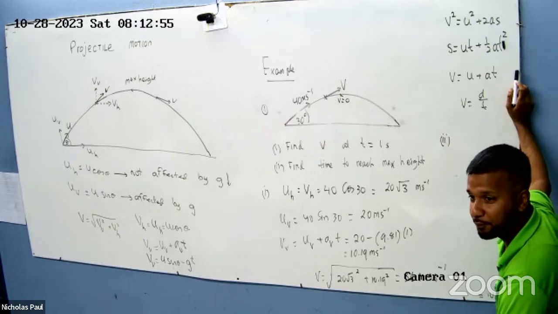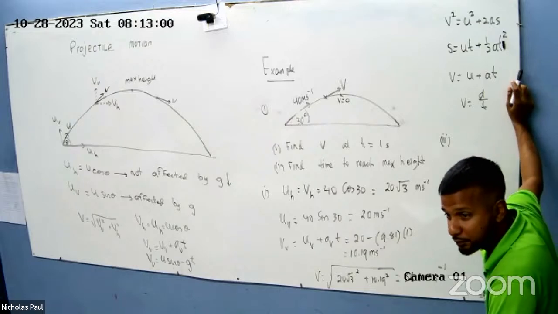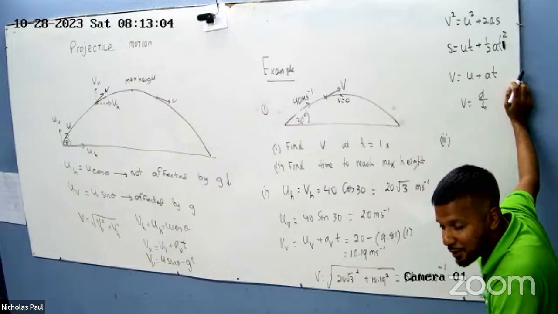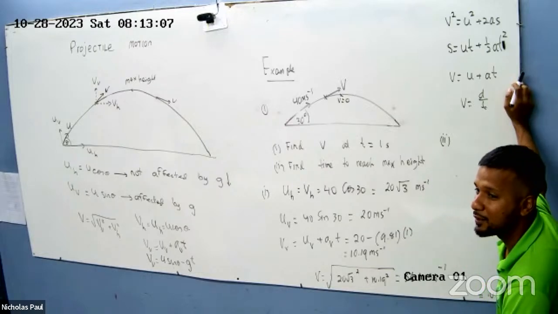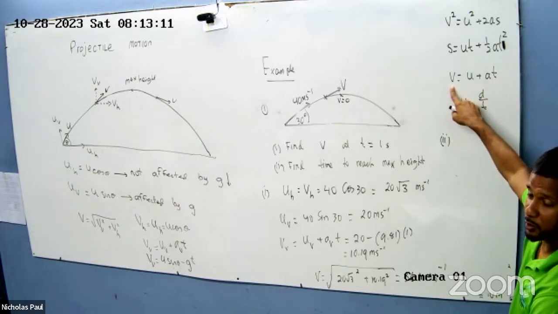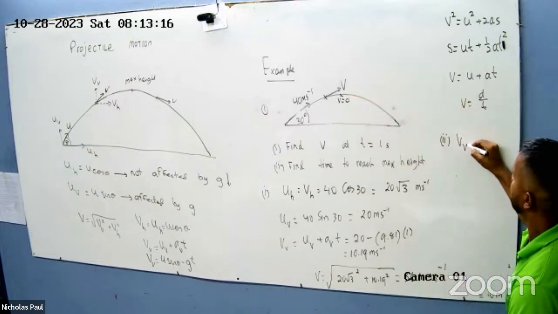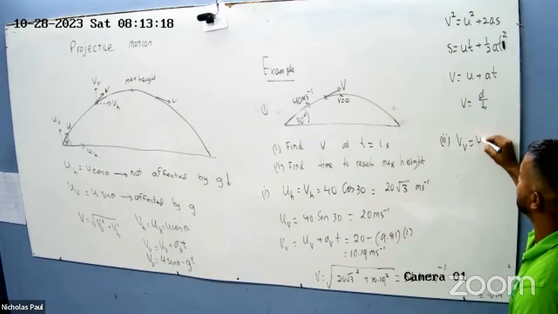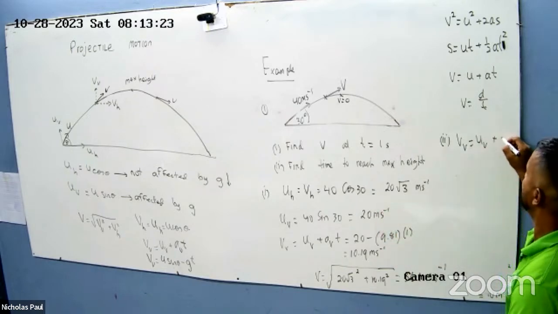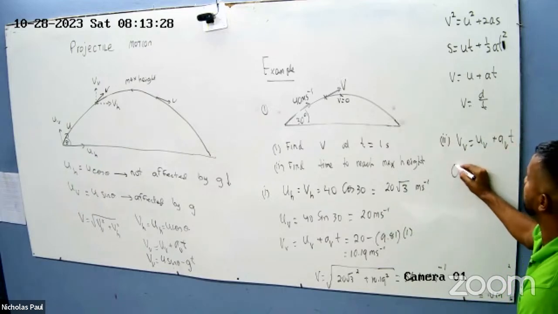Which one can we use? Third one? We have final vertical velocity. What's the final vertical velocity here? What's the initial vertical velocity? 20. And we know the acceleration. So here is 0. Here is what?